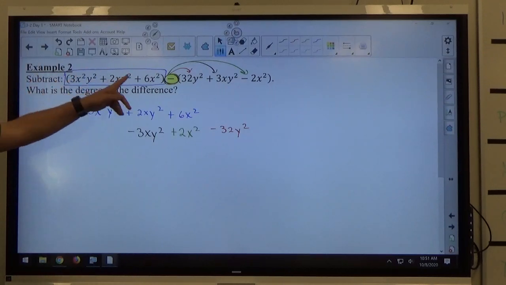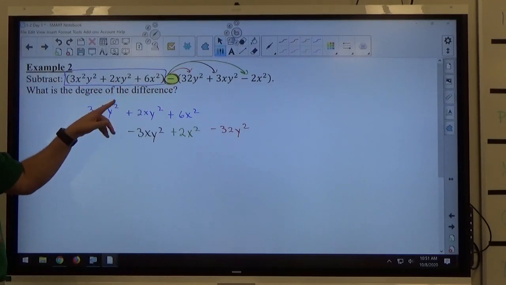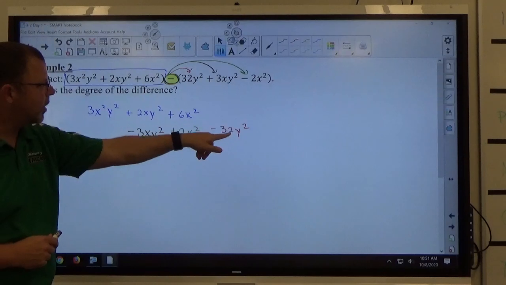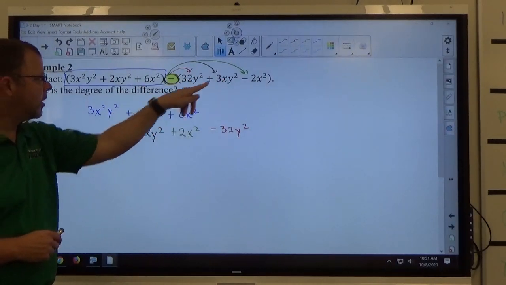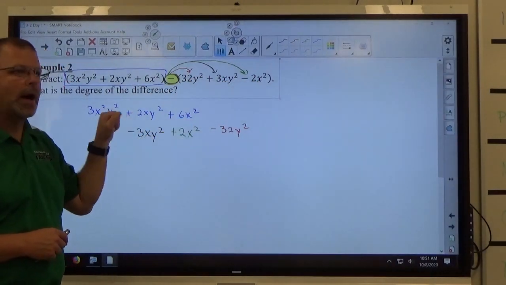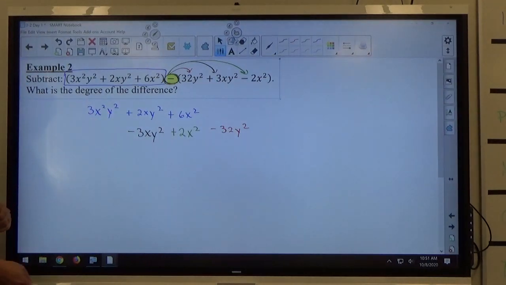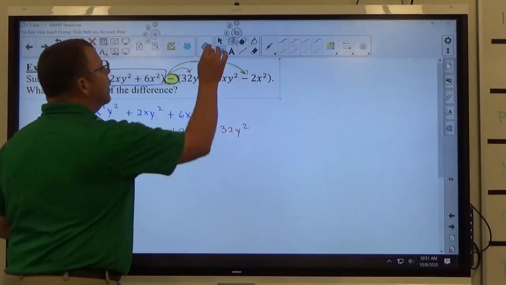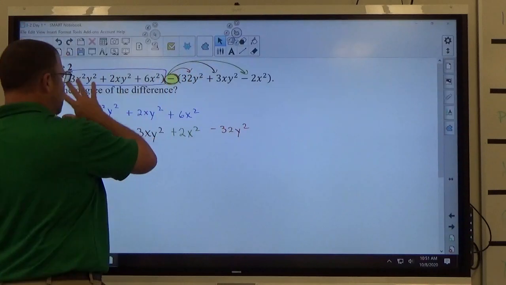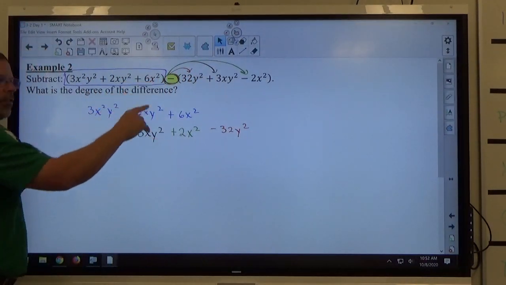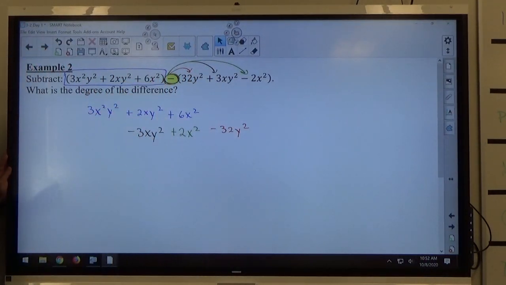So notice what the minus sign outside the parentheses did to the three objects inside. 32y squared became negative, 3xy squared became negative, negative 2x squared became positive. All right, so that's all the minus sign in front does. And again, the word in the problem says subtract. It very clearly says subtract. Once you change the signs to what they're supposed to be, you've officially subtracted. Now you have to make a decision, add or subtract based on the signs within the problem you're doing.